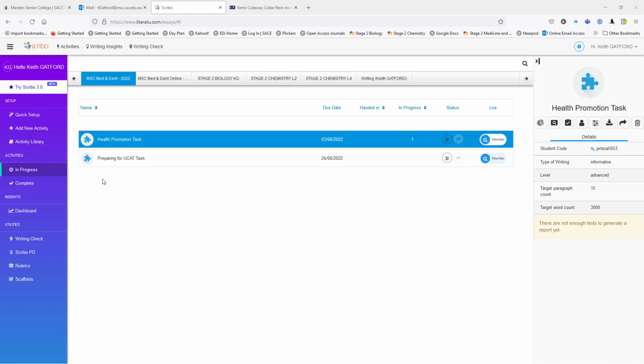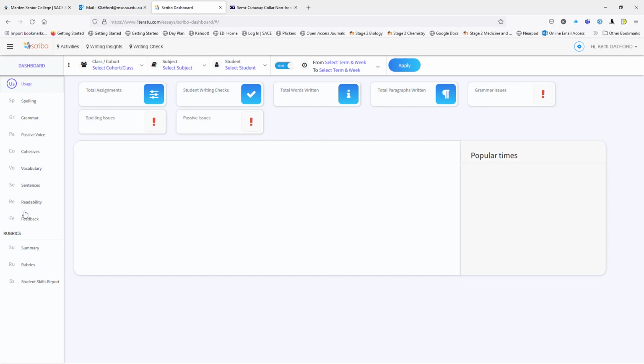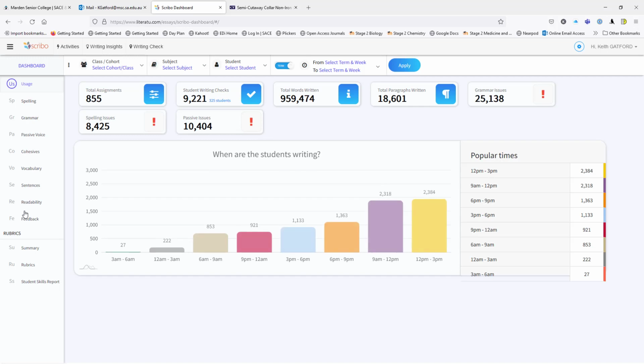Hi everyone. Finally today I thought I'd give you a little insight into some of the things behind Scribo that gives us extra insight into our students. If we look over here on the left, we've got a dashboard. It's here under Insights. And if you click on that one, then it takes a few seconds, but once it loads up, we've got lots of information.